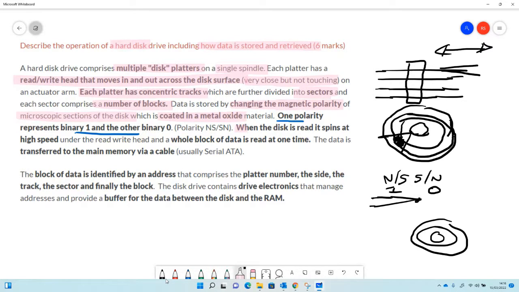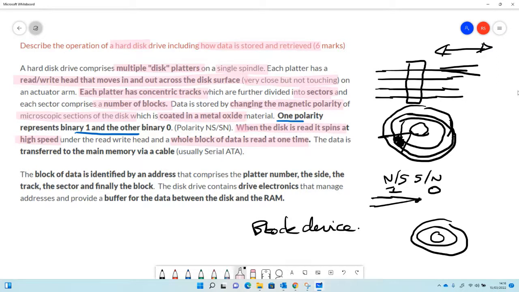It says we need to say how the data is stored and retrieved. When the disk is read, it spins at a high speed under the read-write head, and a whole block of data is read at one time. These are called block devices. The whole block's read, even if you only want a very tiny bit of the data on that block. It's going to read the whole block, read it into RAM, and use the data it needs. It's not removing it from the disk, it's just taking a copy of it and putting it into RAM.